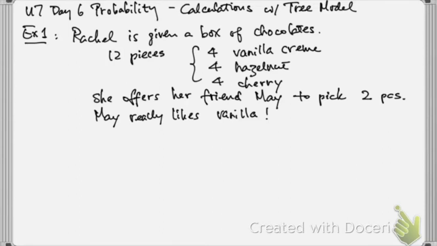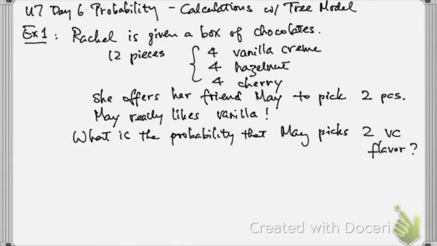Okay, so we have an example. Rachel has been given a box of chocolate as a gift, and there are 12 pieces in that box. 4 of them are vanilla cream, 4 of them are hazelnut, and 4 of them are cherry. Obviously, you can't tell what's inside a chocolate, they all look the same. She kindly offers her friend May to pick 2 pieces out of that box. And May really likes vanilla. The question is, what is the probability that May ends up choosing two vanilla cream flavors?